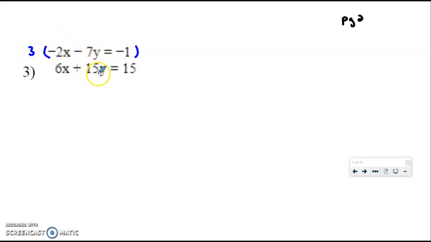Because if I look at these y's, I got 15 and 7. And it's hard for me to think of a number that both goes into 15 and 7, okay? So we're just going to work with these x's. So I'm going to multiply that top equation by 3. I get -6x minus 21y equals -3.